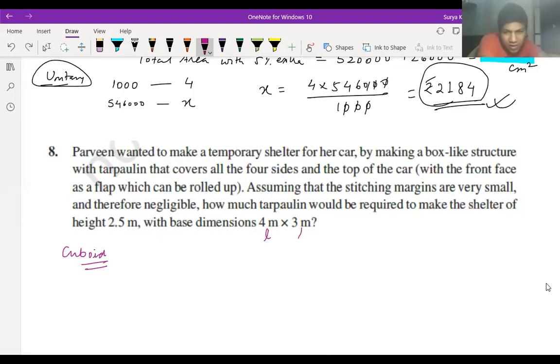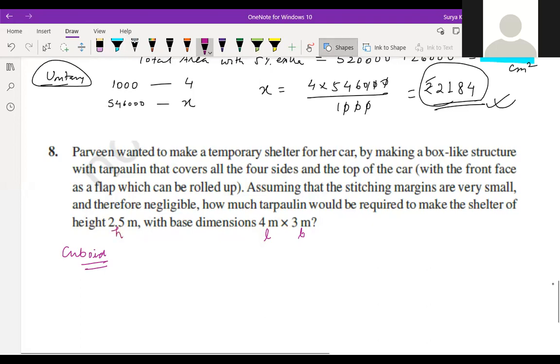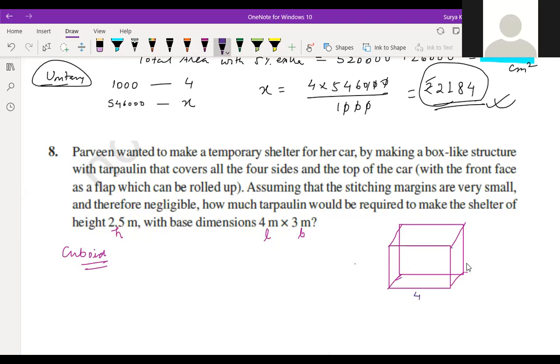Sir, I didn't understand the car part. Okay, wait, I'll come to it once again. Length is 4 meters, 3 meters is your breadth and height is your 2.5 meters. So the car parking will be in the shape of a cuboid, like this. So this is a cuboid. Your base is 4, this one is 3, and the height is 2.5.